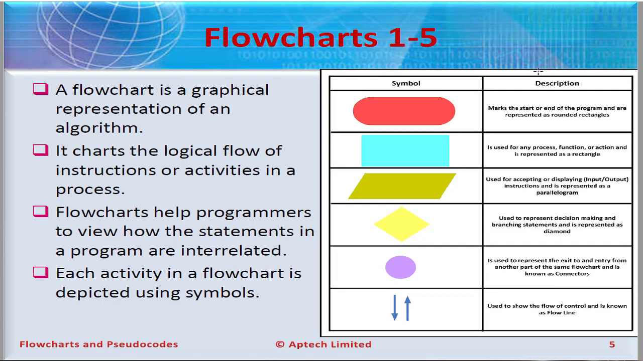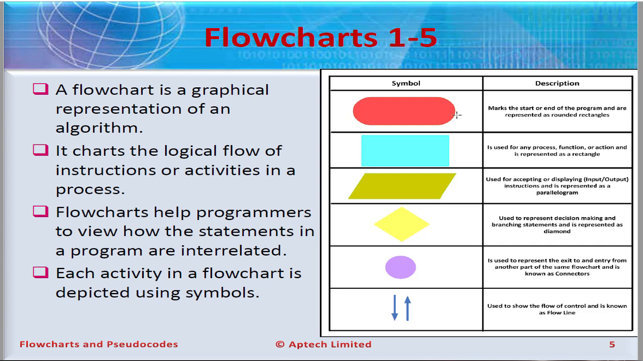Now, a flowchart is a graphical representation of an algorithm, and it charts the logical flow of instructions or activities in a process. Flowcharts help programmers to view how the statements in a program are interrelated, and each activity in a flowchart is depicted using symbols. Let's look at the various symbols and their description.